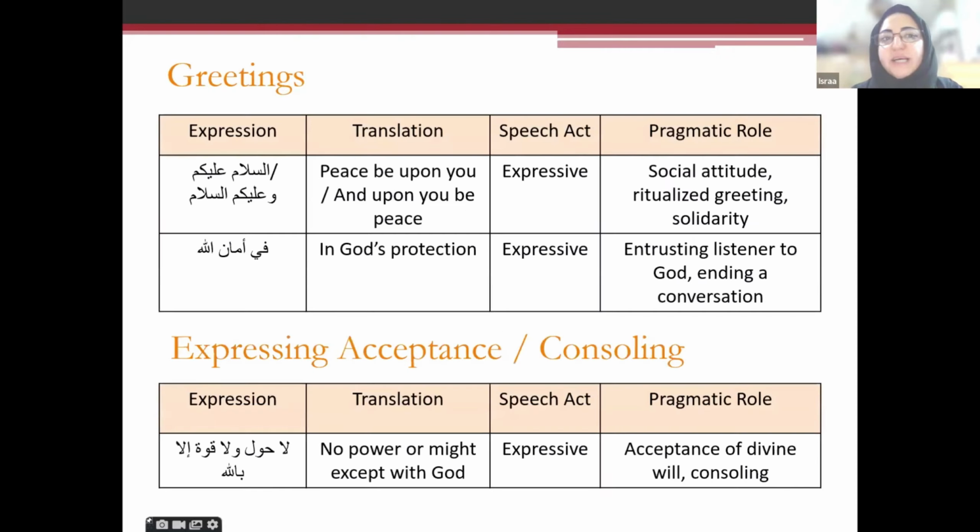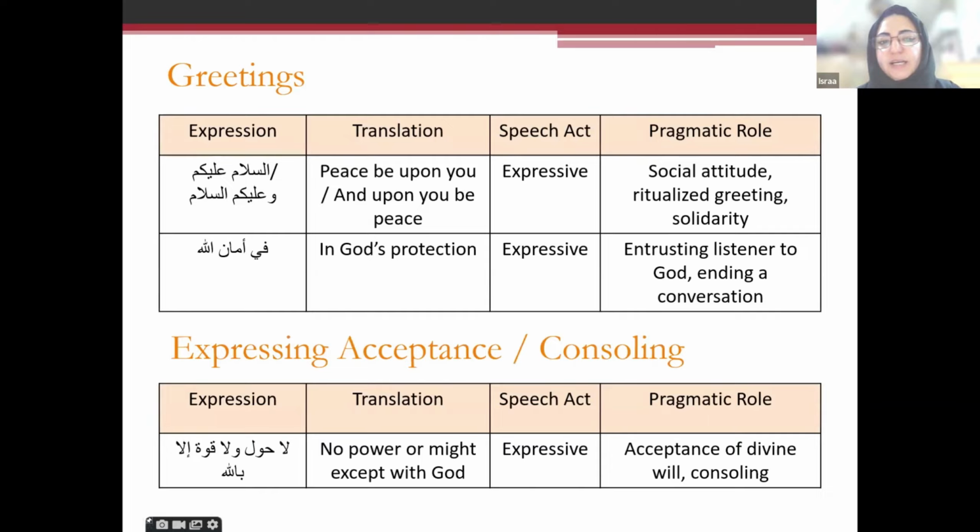So some examples are first greetings. So assalamu alaikum, wa alaikum assalam. These are ritualized greetings when you meet someone, to start a conversation as well. And in terms of Searle, it's considered an expressive. So you're expressing something. The translation is peace be upon you, and upon you be peace. And also fi amanillah, or in God's protection. That's basically something that you say most of the time. You say it when you end a conversation and you're entrusting the listener to God, basically.